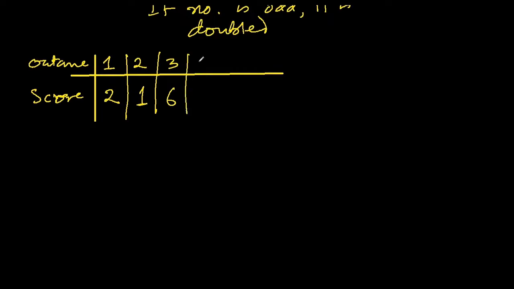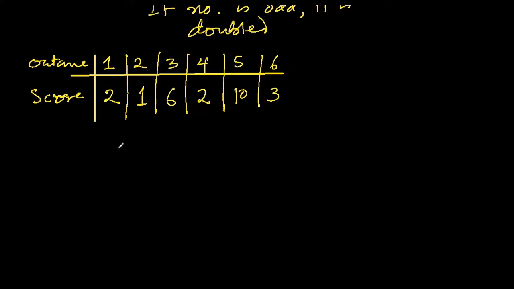If the outcome is 4, it will be halved. Outcome is 5, it will be doubled. And if the outcome is 6, we'll have a score of 3. So let's see what is the probability distribution table for this.